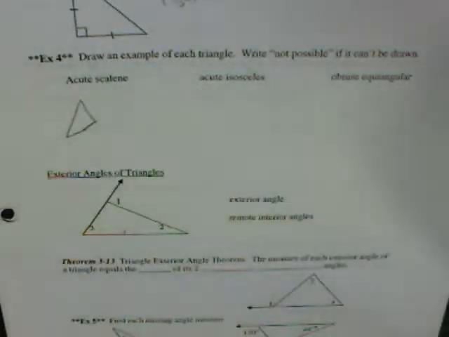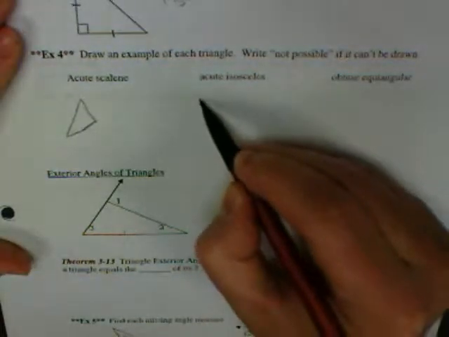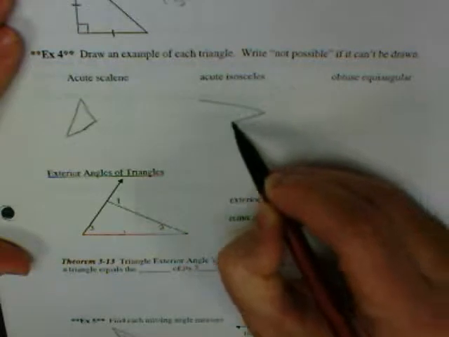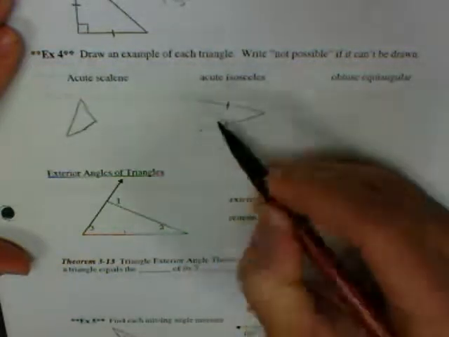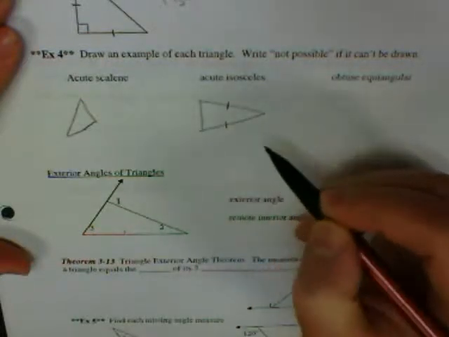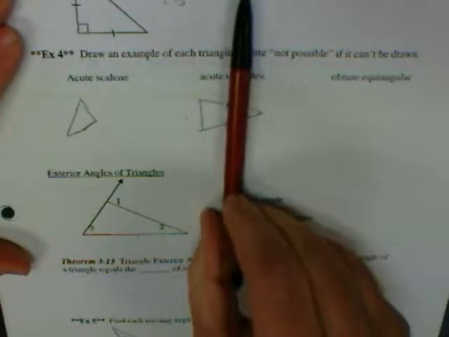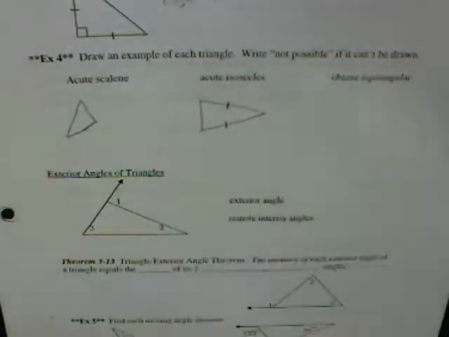For the next one, we want an acute isosceles triangle. So isosceles means you need to have two equal sides. So maybe if the triangle is going this way, you want to have two matching sides there. And acute meaning you need to have all three angles less than 90. So we're in good shape there. And it doesn't matter, your triangle could have been sitting up and down instead of going sideways. As long as you have two matching sides and three angles that are less than 90, you're in good shape.